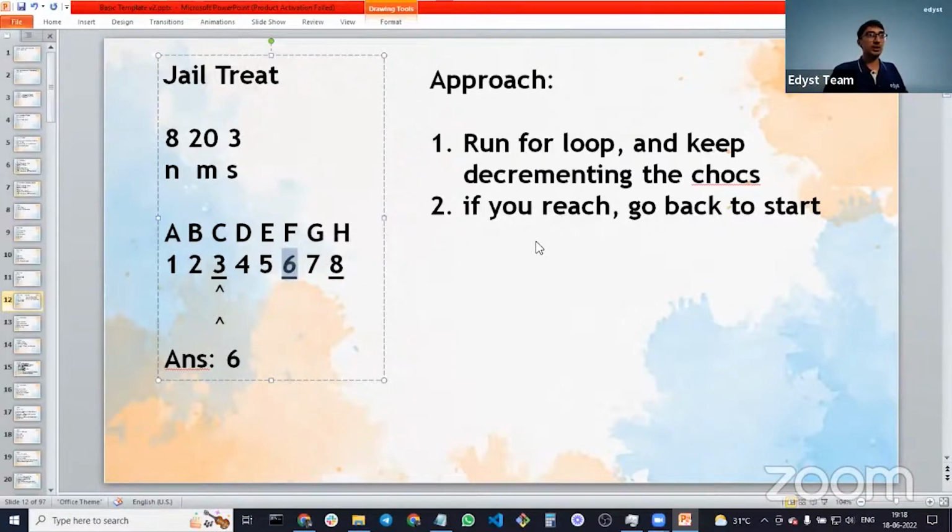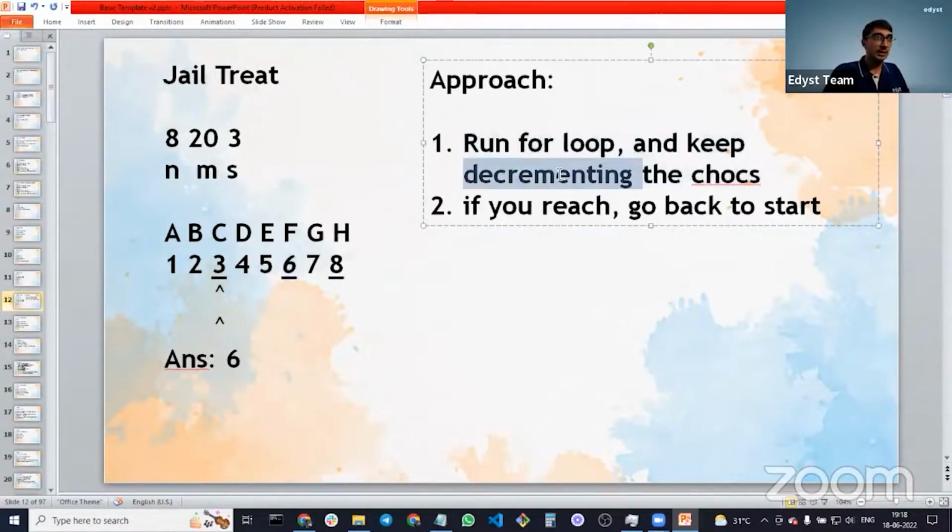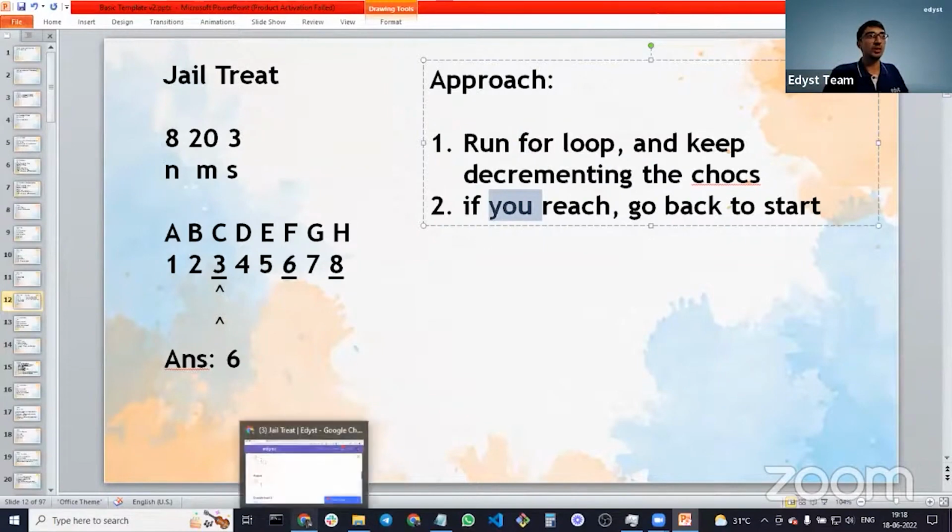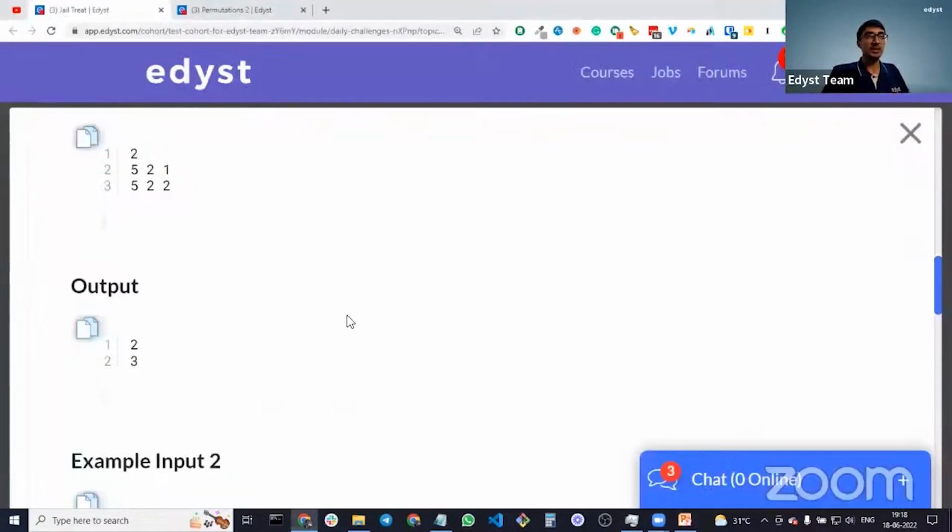Somebody has given this approach, by the way. Let's first look at this approach. This is the simplest approach that you can do. You keep running the loop, right? You keep going round and round the array and hope you get the answer. But let's go back and see why this does not work.